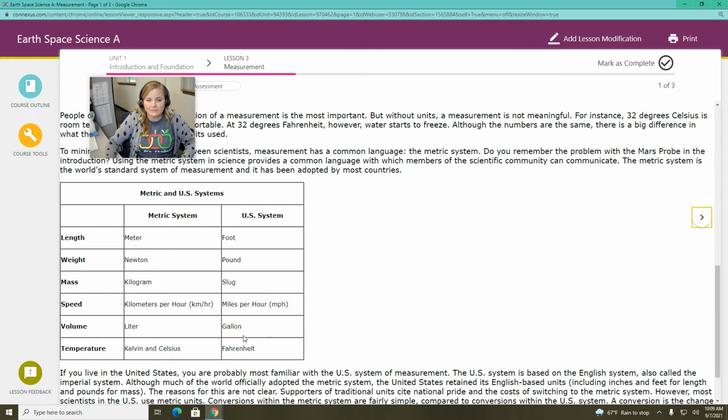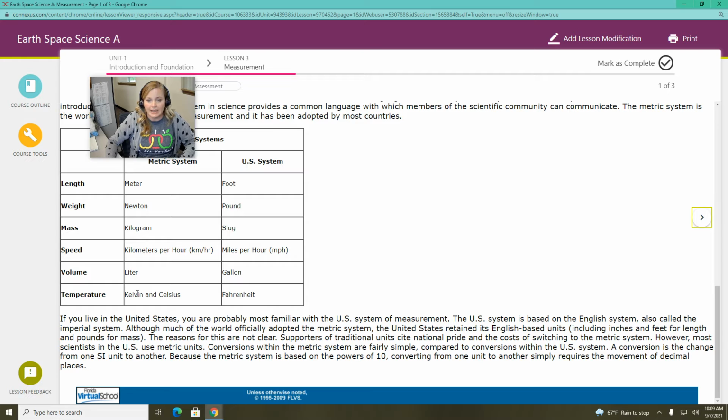In the US system, we use gallons and quarts and cups for liquid volume, whereas we use liters, milliliters, and deciliters for liquid volume in the metric system. For solid volume, like I talked about earlier, we don't use liters. Instead, we would use things like cubic centimeters or cubic meters. And then for temperature, in the metric system it's Kelvin and Celsius, and the US system is degrees Fahrenheit.